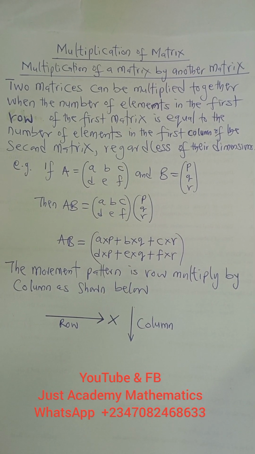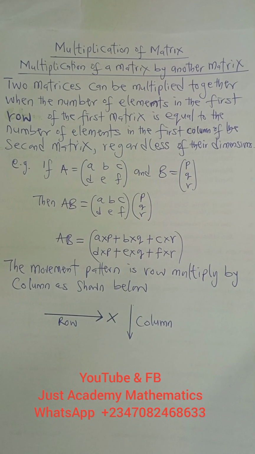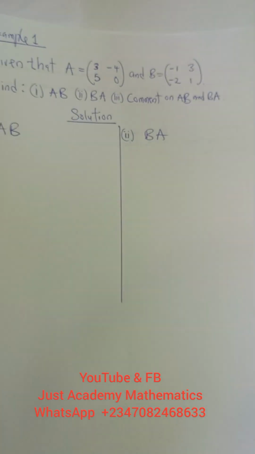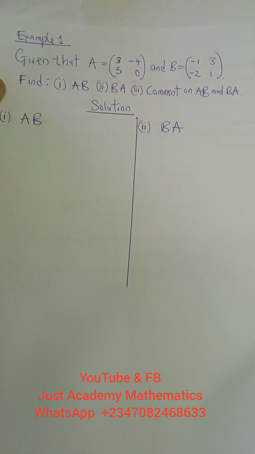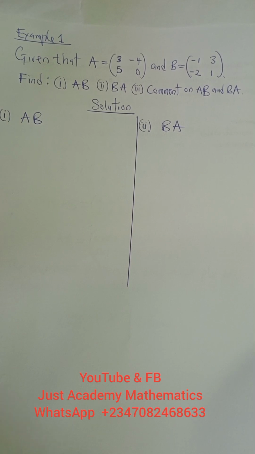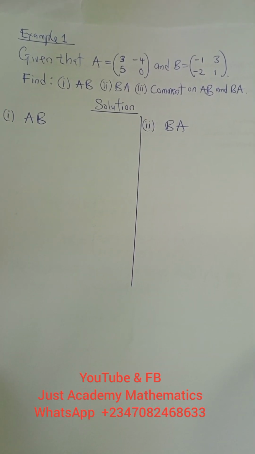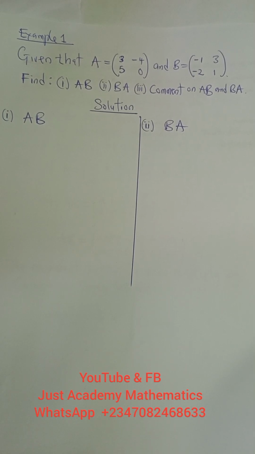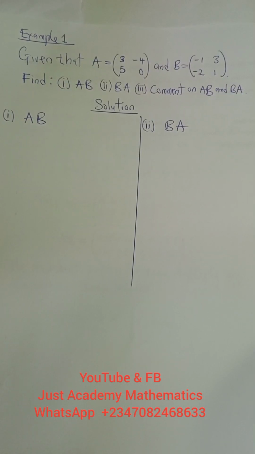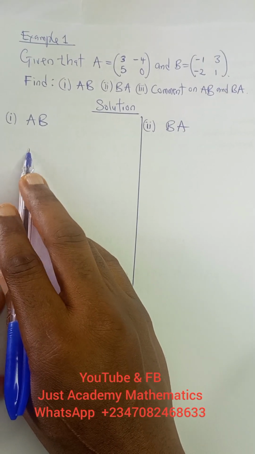So examples will help us understand better. Let me show you a couple of examples. Now look at the first example we'll be looking at. Look at example 1 here. Now this example 1 says that given that matrix A is equal to 3, minus 4, 5, 0, and matrix B is equal to minus 1, 3, minus 2, 1, they want us to find AB, they want us to find BA, then they want us to comment on AB and BA. Let's see. So let's put the solution here.